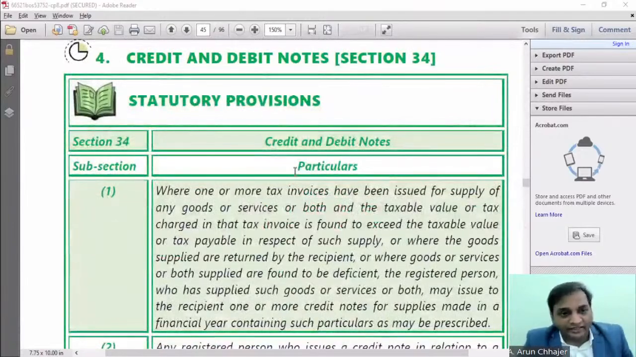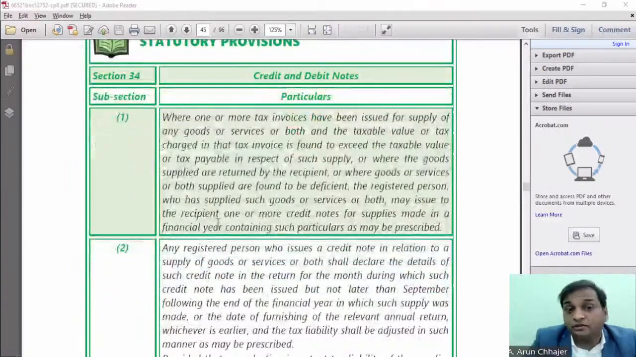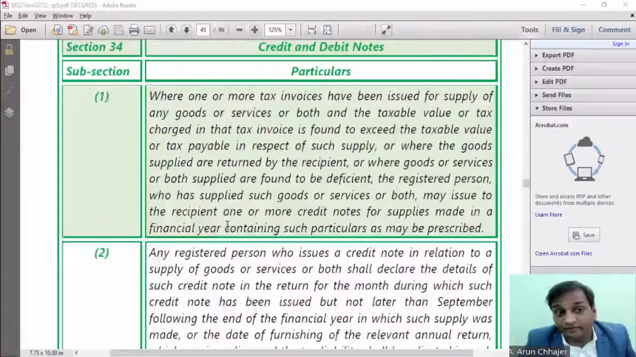Now the very interesting point: credit note and debit note. Very, very interesting and very practical. Sometimes I have seen a question being asked three or four times on the criteria and situations where the credit note and debit note will be issued. Let's discuss one by one.